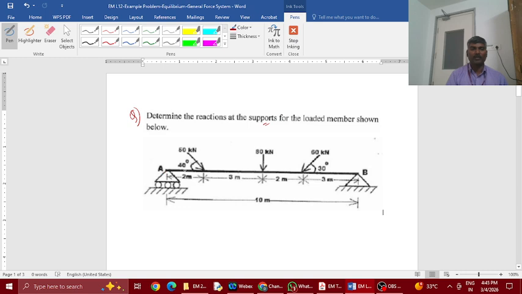So you see this member AB, supported on a roller at the left end, hinge at the right end. Okay. So the span of the member is 10 meters. Loads, if you see, there is a 50 kilonewton load at an angle of 40 degrees with respect to the axis of the member, and at the middle an 80 kilonewton vertically downward load, and 3 meters from the right there is a 60 kilonewton load at 30 degrees with respect to the axis of the member.